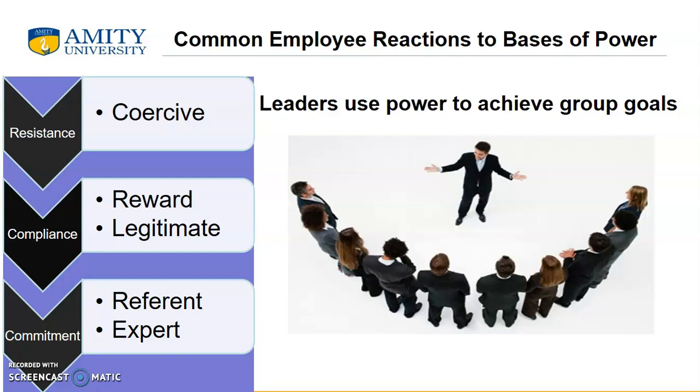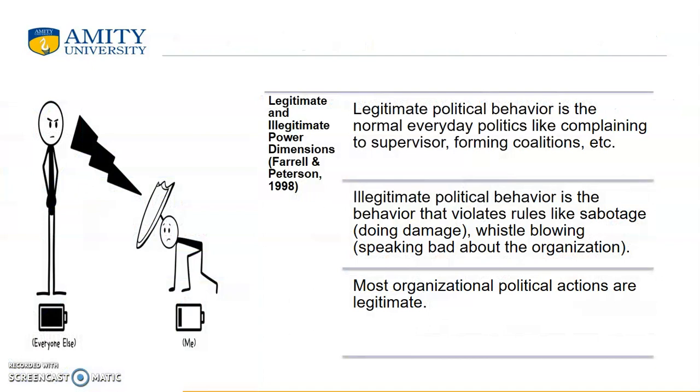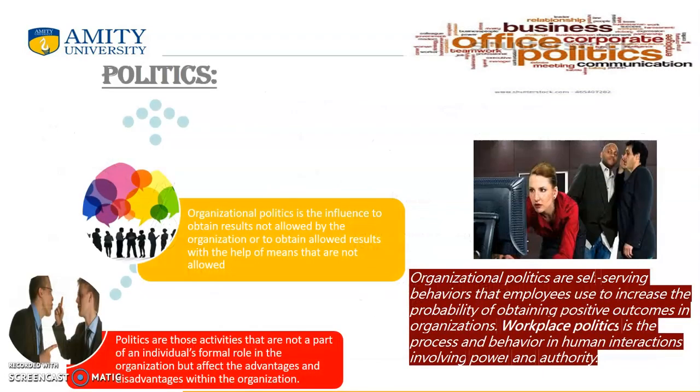The leaders use power to achieve the group goals. So there are legitimate and illegitimate power dimensions. Legitimate political power is the normal everyday politics. Illegitimate political behavior is behavior that violates the rules, like sabotage and whistleblowing. Most of the political actions are legitimate.